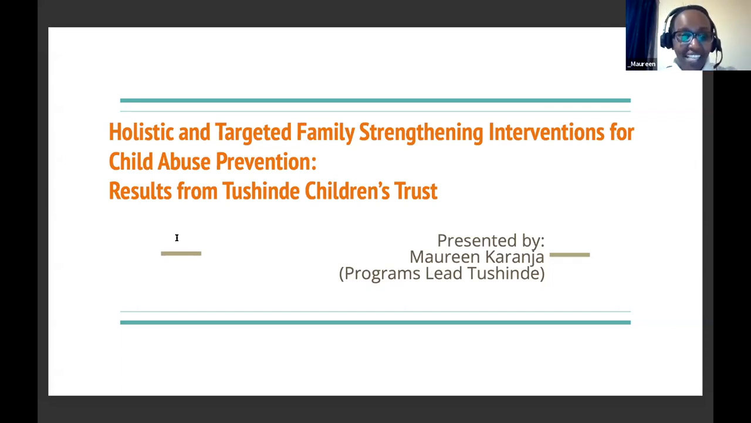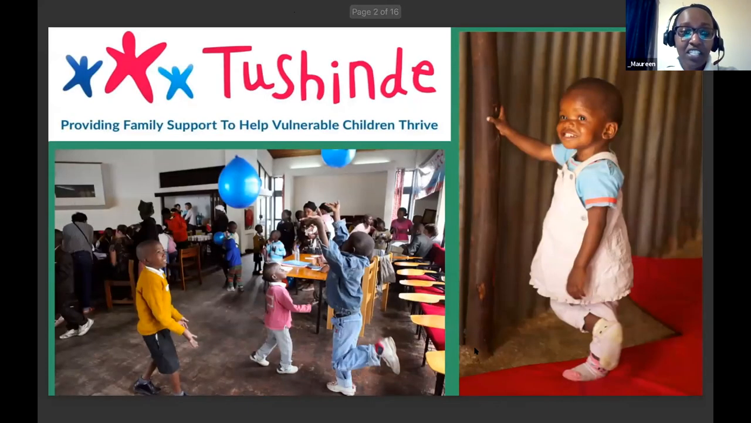All right, so yes, I'm Maureen, and I'm going to be presenting the holistic and targeted family strengthening interventions that we do here in Tushinde for child abuse prevention. The presentation will be based on the results we've had. I'll start with the basics: who Tushinde is, what we do, where we do it. Providing family support to help vulnerable children thrive is our mantra.